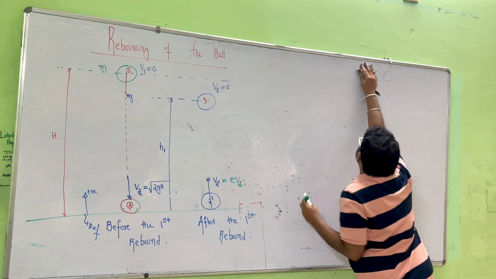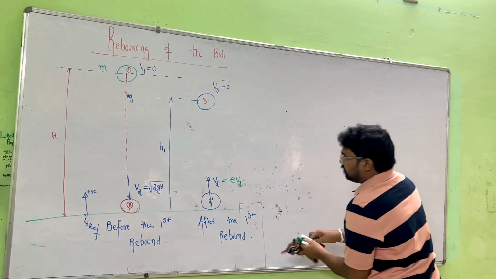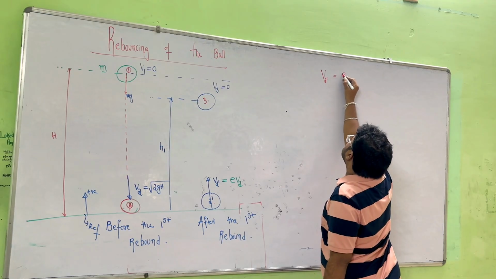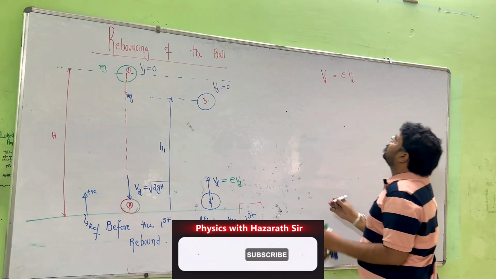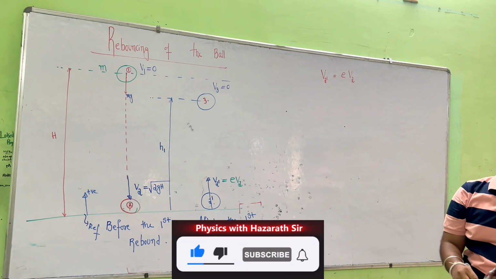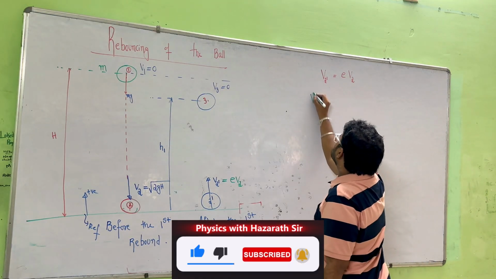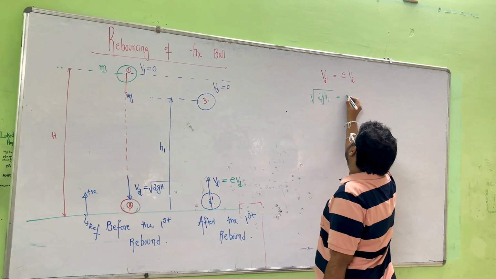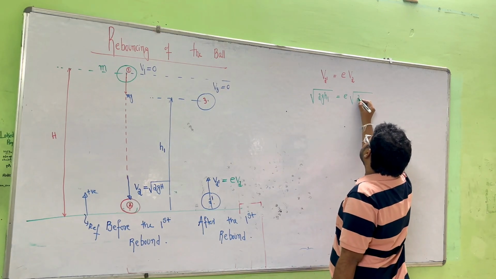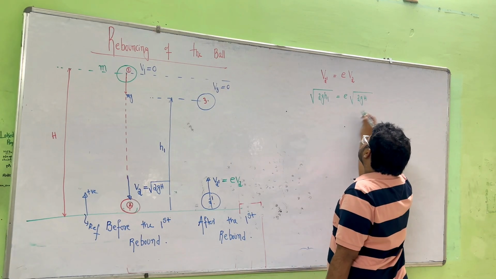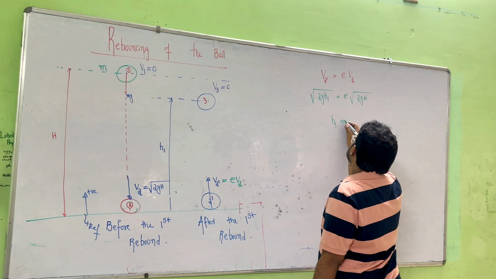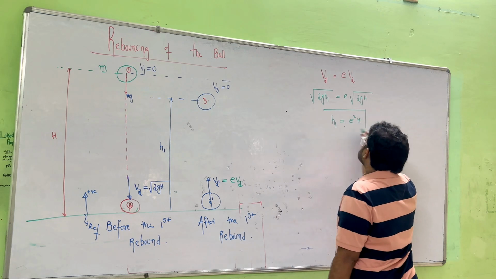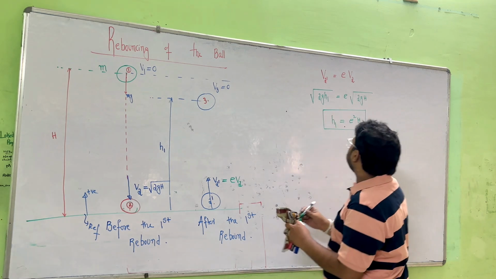Here v2 dash equals e times v2. v2 dash can be written as the square root of 2gh1. That equals e times the square root of 2gh. Then h1 can be written as e squared into capital H.